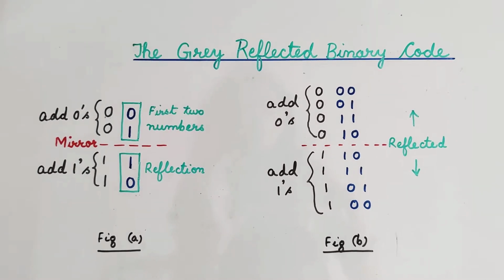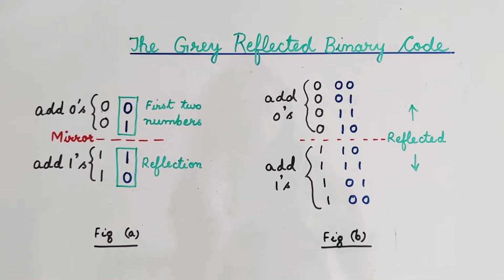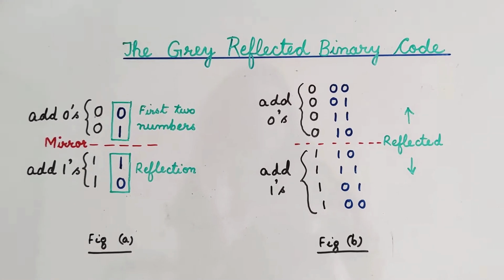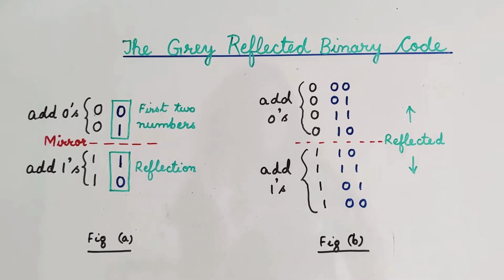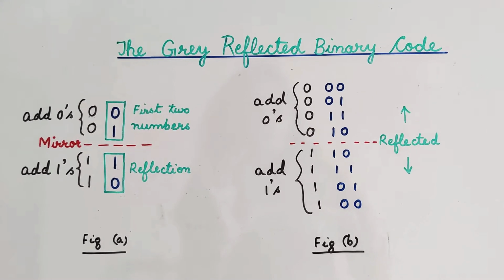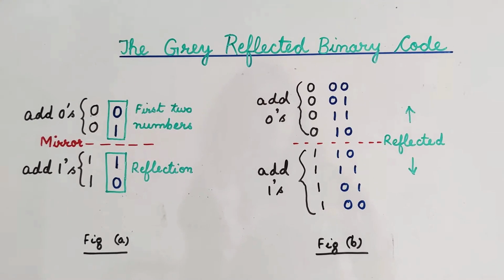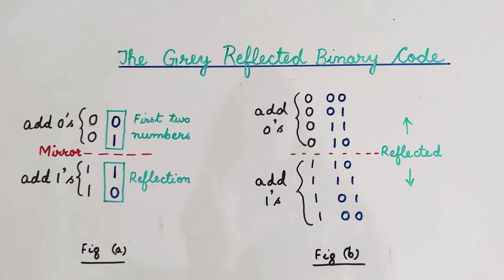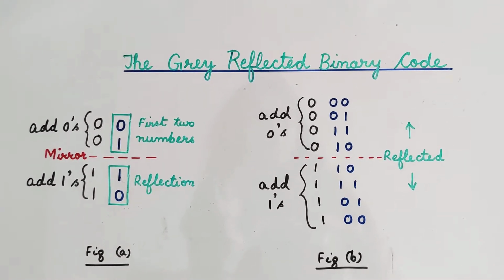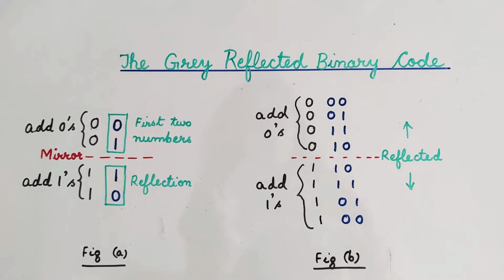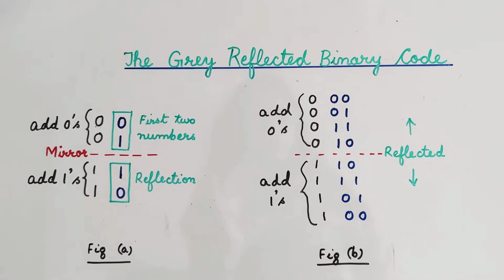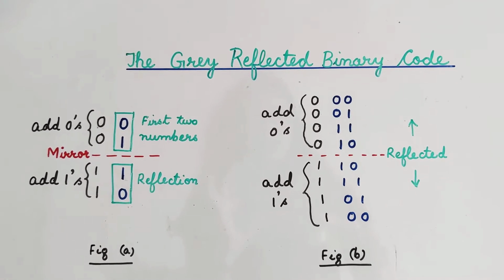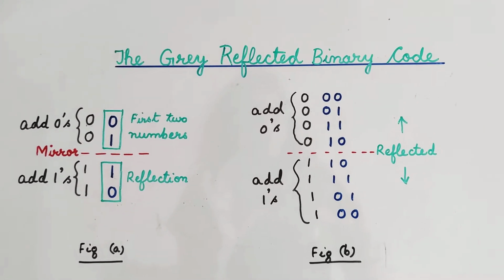In today's lecture, we will discuss the gray reflected binary code and see the steps involved in its development. Many binary codes which are useful in a variety of applications and digital systems have been devised. One of these codes is the gray reflected binary code, which is often used in digital systems. So let us see how to write the gray reflected binary code.